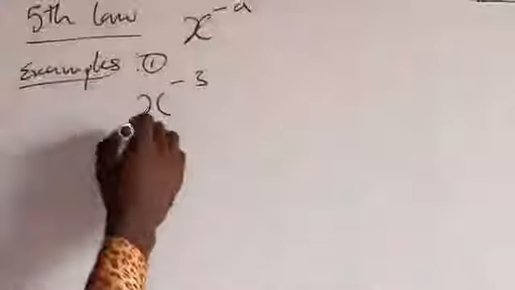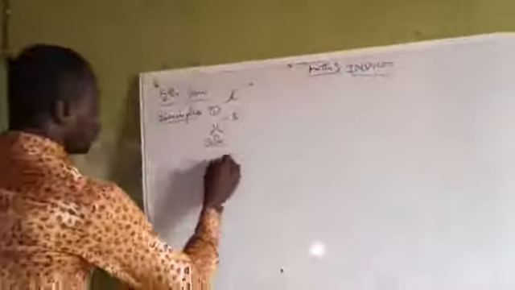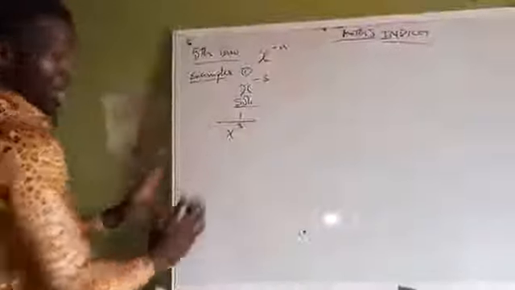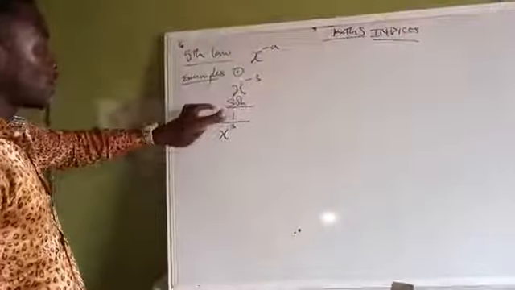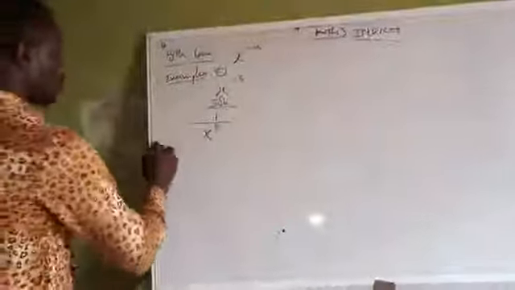If we are having x raised by minus 3, this will be the solution. I said this minus returns to 1 over, and here we have 1 over x raised to power 3. So there is nothing else to do here, so we are going to stop here. Mind you, this minus has turned to 1 over, so that is why we are not having any minus here again.